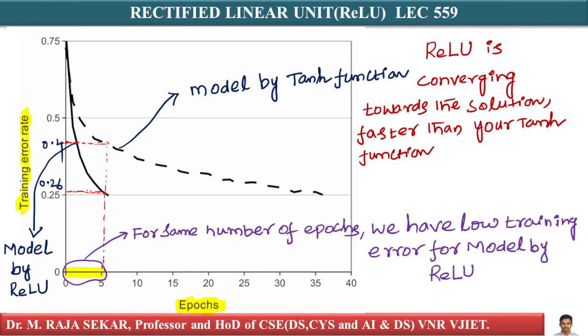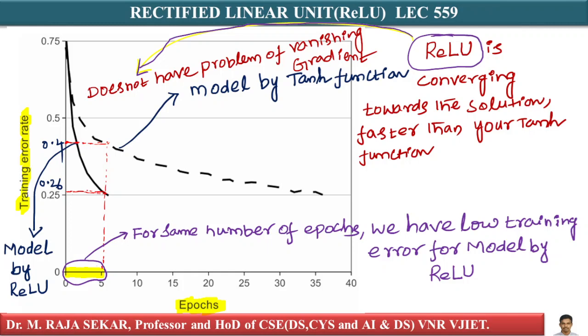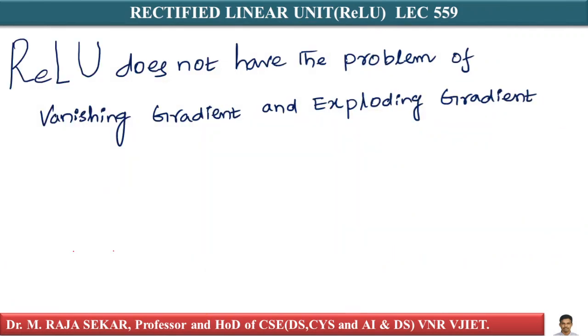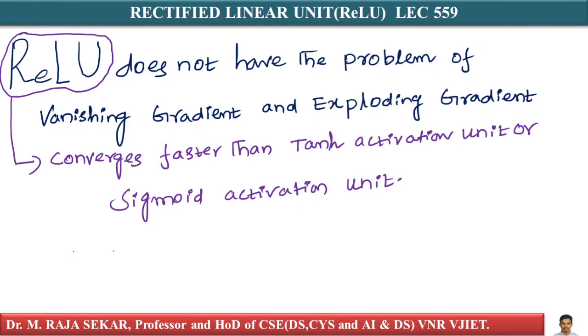We saw that the vanishing gradient problem slows down convergence. ReLU does not have this vanishing gradient problem, because your gradient is always either 0 or 1. So you don't have the problem of vanishing gradient, and you don't have the problem of exploding gradient also. Hence, we are able to converge faster than the tanh activation unit or sigmoid activation unit. That's the core reason why ReLUs have become super powerful today, isn't it?